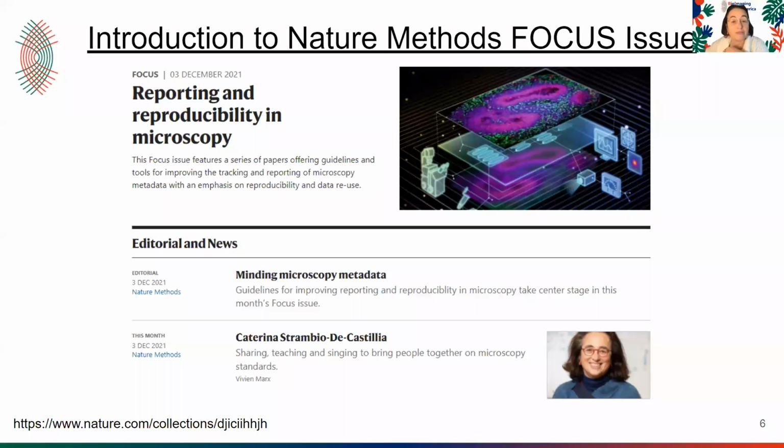publish all of these different papers into a focus issue dedicated to reporting and reproducibility in microscopy. Next slide, please.